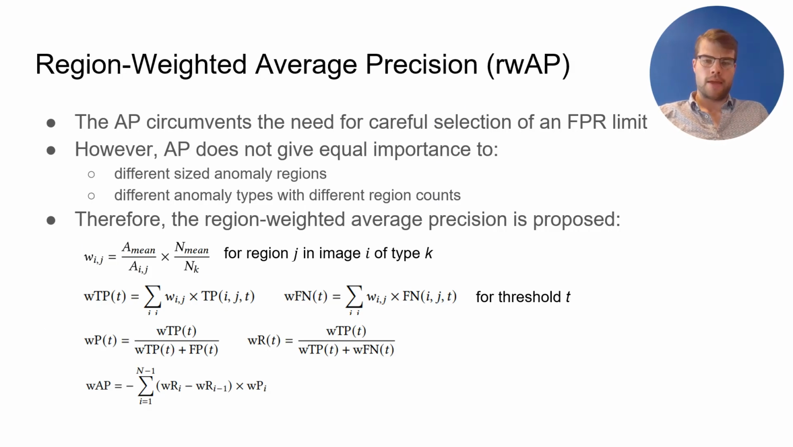Specifically for the case of imbalanced data, the average precision metric should give a better indication of performance because it circumvents the need for a careful selection of false positive rate limit, because it's not using the false positive rate in its calculation. However, the average precision does by default not give equal importance to different sized anomaly regions or different anomaly types with different numbers of regions if we're doing it purely on a pixel by pixel basis. Therefore, for the specific task of visual anomaly segmentation, we introduce in this work the region-weighted average precision.